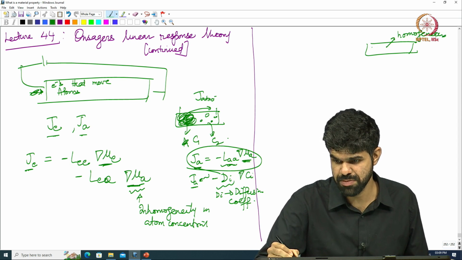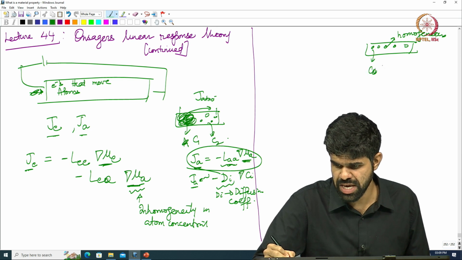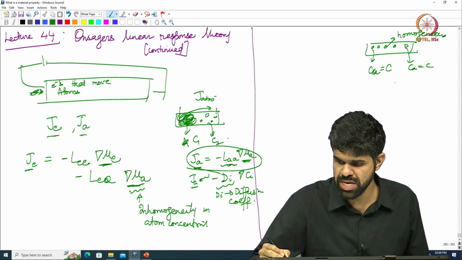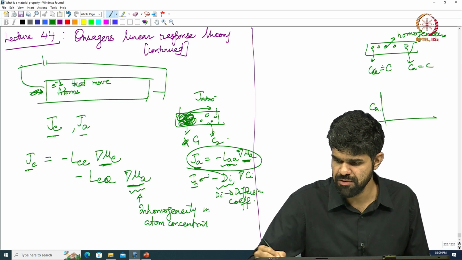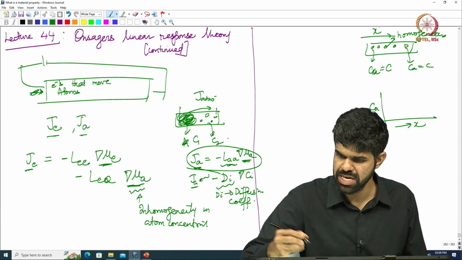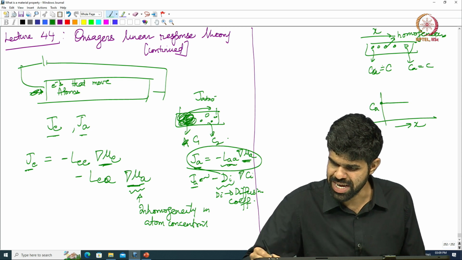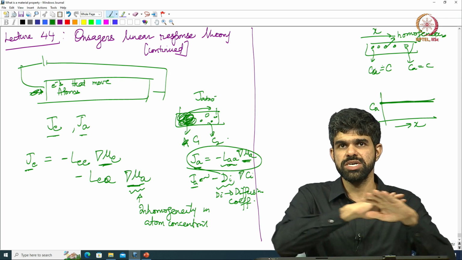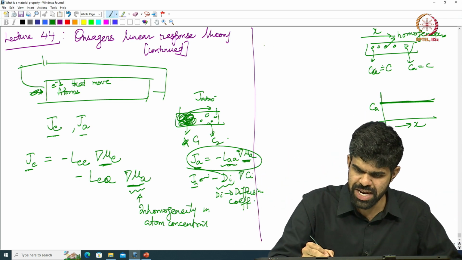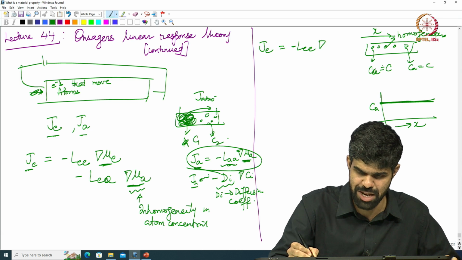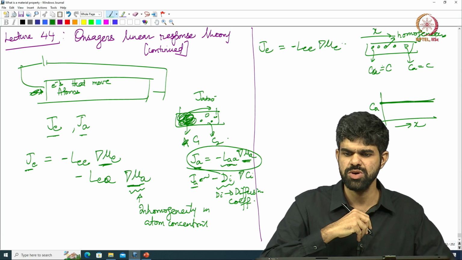I made a homogeneous material where the concentration of atom A, Ca, is equal to C, and here also Ca equals C. So, if I plot Ca versus x, where x is this dimension, I have a flat line. I do not have any gradient of concentrations; all the concentration is uniform. Then, if concentration is uniform, Je is just minus Lee del mu E, the gradient of mu E.